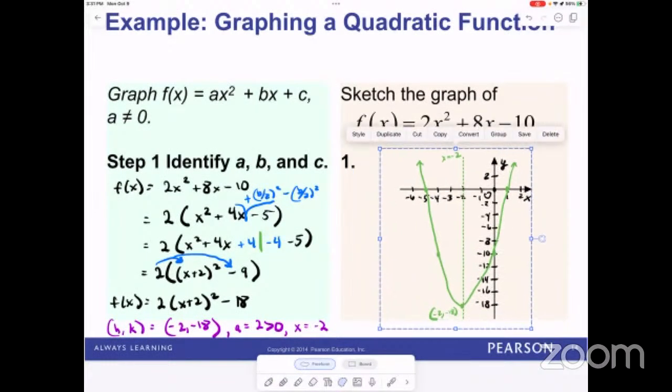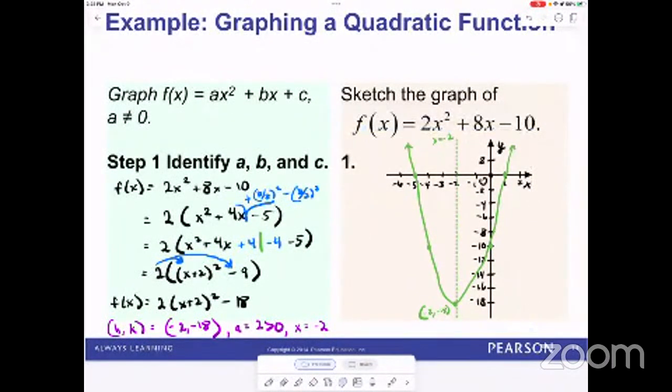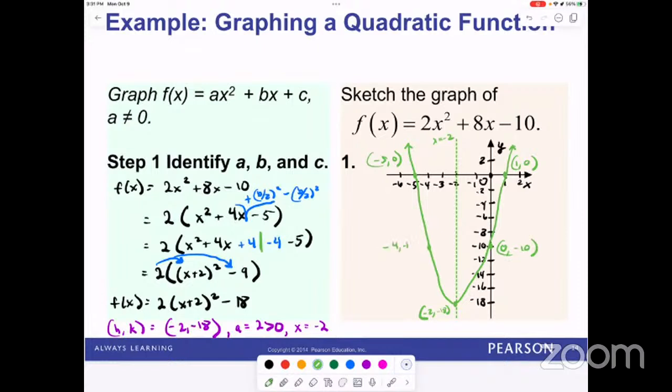Okay. Looks decent, right? So this is an example of one that we did by hand. We identified our vertex. Let me label some of these points. This was the point 1, 0. This was the point -5, 0. This was 0, -10. So it's -4, -10. We got our axis of the parabola, and we have a vertex.